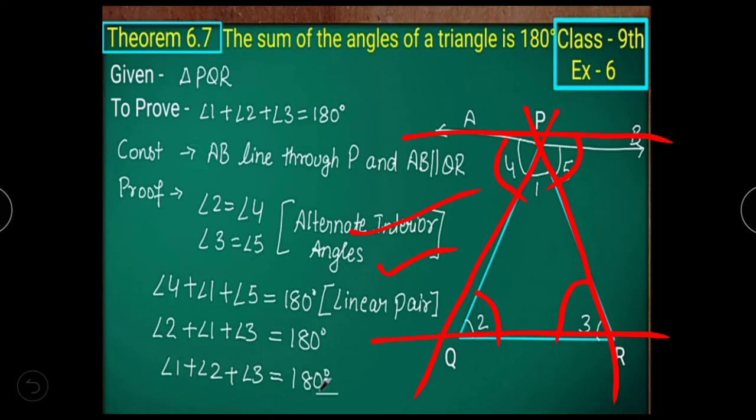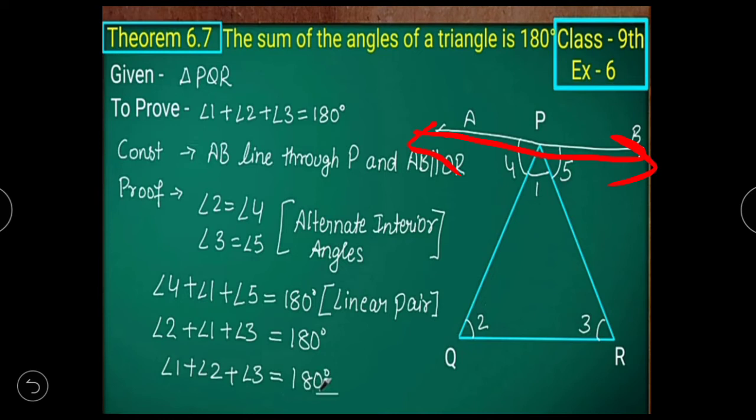Now students, one more thing that we knew is angle 4 plus angle 1 plus angle 5 is equal to 180 degrees. Why, students? Because AB is a line, and you know that this linear pair comprises angle 4, angle 1 and angle 5.